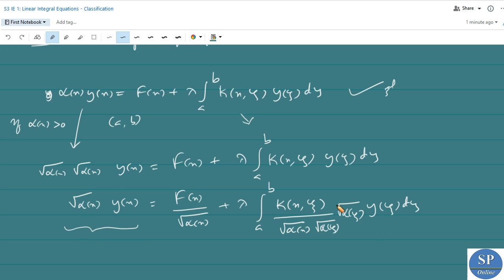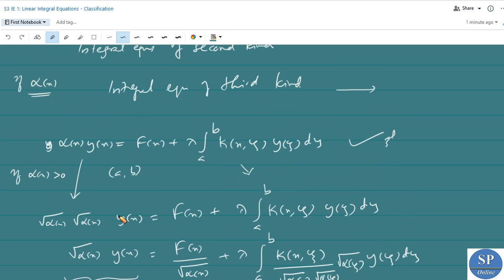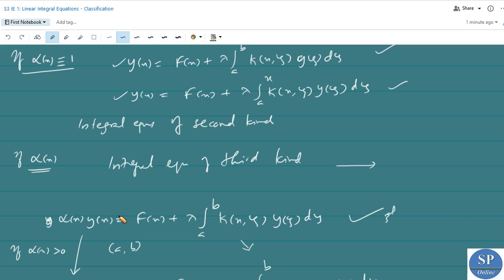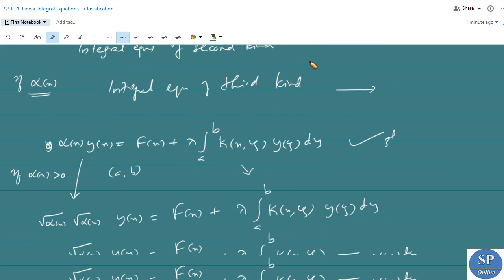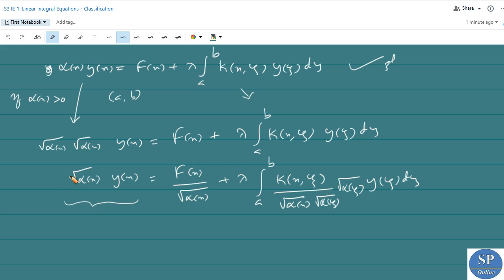Because here we have the square root of, this is the form of the second kind equation: y of x is equal to f of x plus lambda into the integral of k of x zeta into y of zeta d zeta. So here is y of x and here is y of zeta. If we consider root of alpha x into y of x as the unknown function, under the integral sign we have square root of alpha zeta into y of zeta.